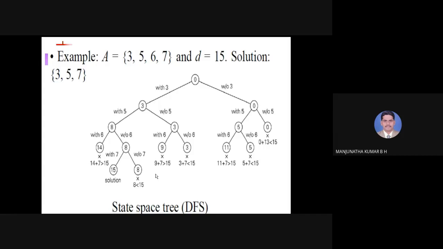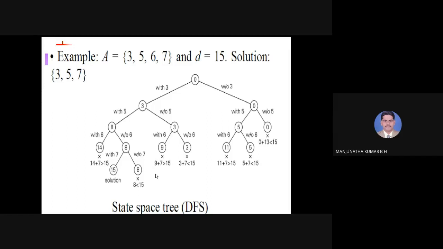Backtrack to the root node. Still one choice is left, that is without 3. Go without 3. The sum remains as 0. Now with 5, it becomes 5. With 6, it becomes 5 plus 6, 11. Now only one element is left, that is 7. 7 plus 11 is 18. It is too large compared to 15. It is also a non-promising path.